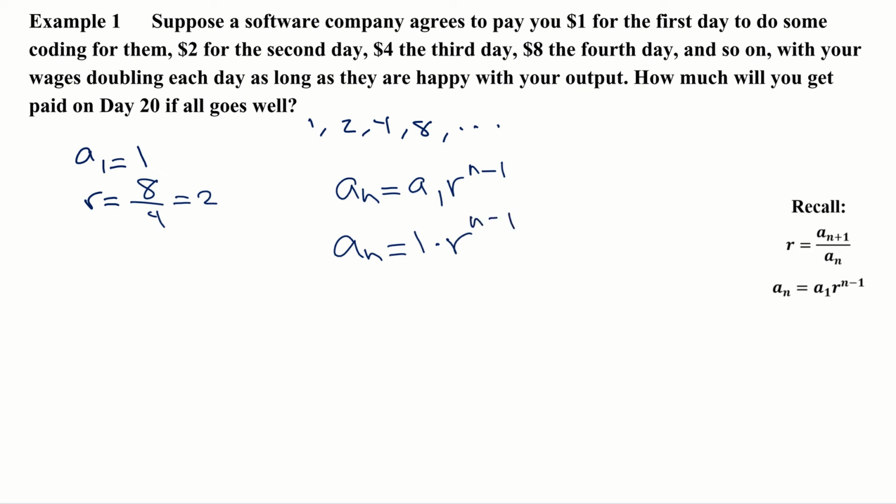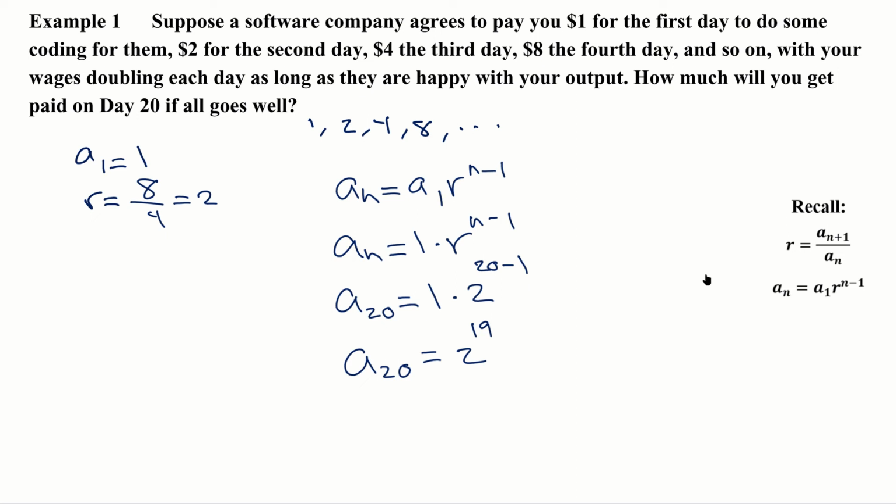So if I want to know how much you will get paid on day 20, I'm basically looking for A20, which is going to be 1 times r, we know, is 2 to the power of 20 minus 1. So we get A20 equals 2 to the 19.